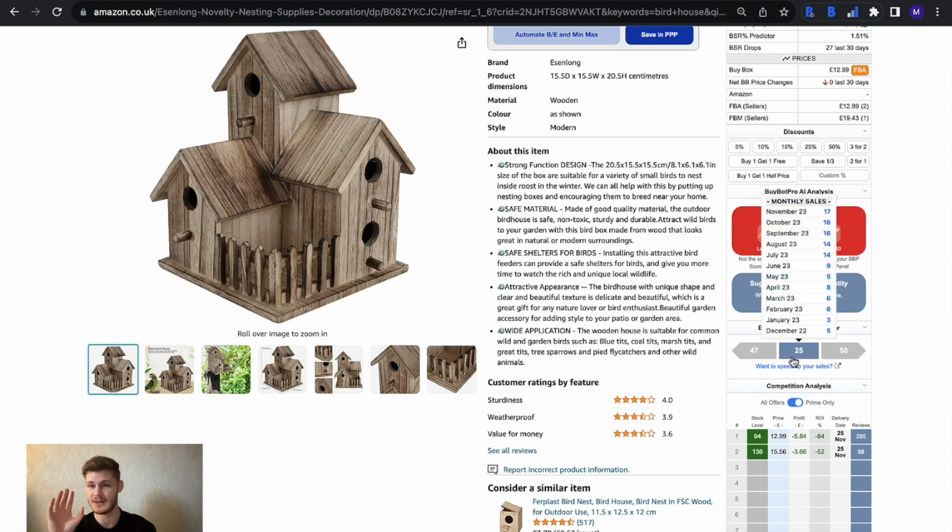So the current sales, 25 over the last 30 days. We can see that there has been a little bit of an increase in the monthly sales from July, August onwards. But this isn't enough to go on really to then join this listing. I mean, regardless of the fact that we are making a loss, and it is predicted to sell a little bit better than it has done in the past, but not majorly.